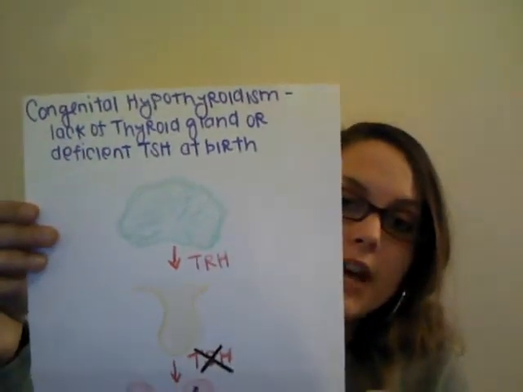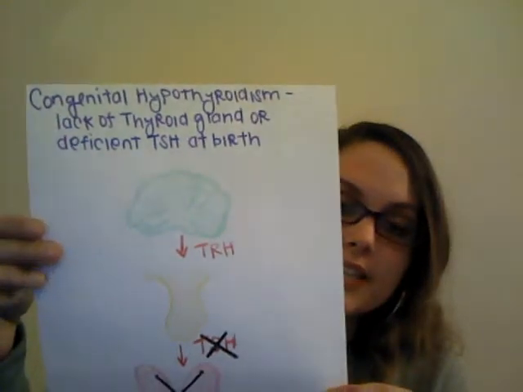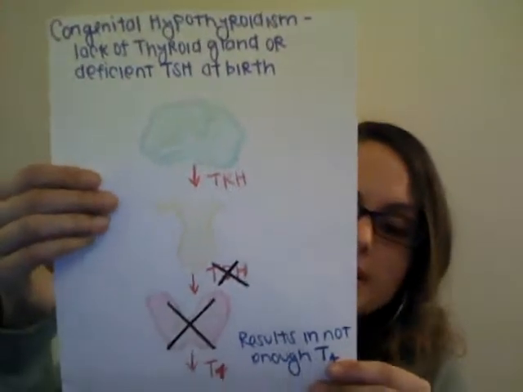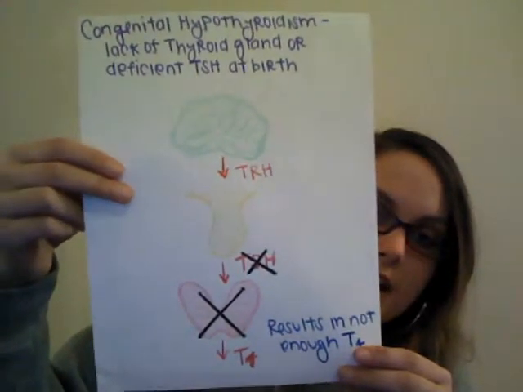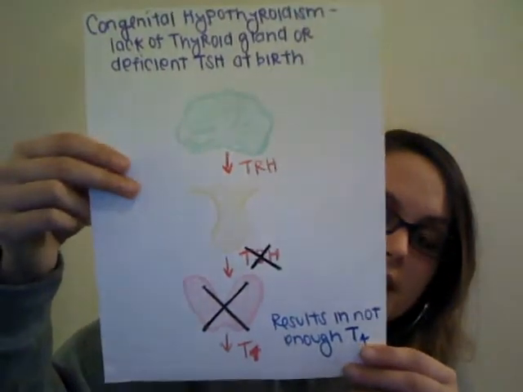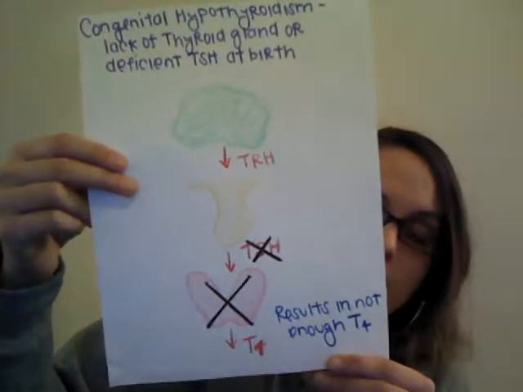There are two types of hypothyroidism. One is congenital and one is acquired. So let's start with the congenital hypothyroidism. This is a lack of thyroid gland or deficient TSH at birth. And what happens is your thyroid is not efficient enough, or you do not produce enough TSH, and it results in not enough T4, or a low basal metabolic rate.